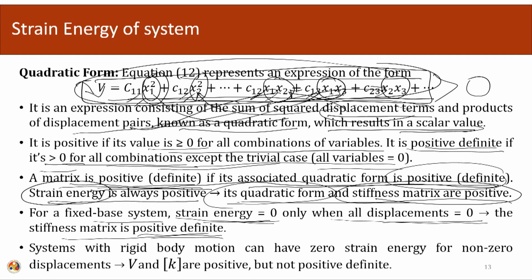Systems with rigid body motion can have 0 strain energy for non-zero displacements. V and K are positive, but not positive definite. So, in the rigid body system, we can have 0 strain energy for non-zero displacements. It means that the strain energy and K are positive, but they are not positive definite. Positive means that the value is greater than or equal to 0. Positive definite means that the value is greater than 0. So, this equality may creep up in case of the rigid body motion.